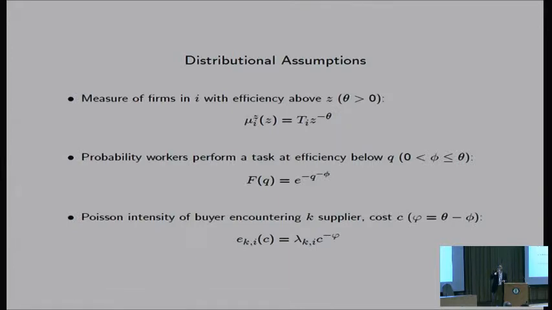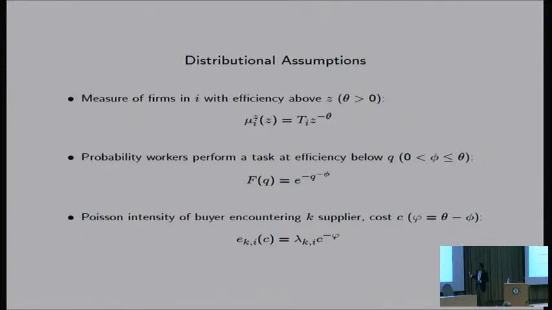The first one is what's been found to be a very useful assumption in the Melitz model, to model the distribution of firm efficiencies in this way, where if country i has a lot of good firms, it has a high value of this parameter T_i, and then theta governs the extent to which at higher levels of efficiency there are fewer firms that can run at that level of efficiency. So that assumption's been used a lot in the past.